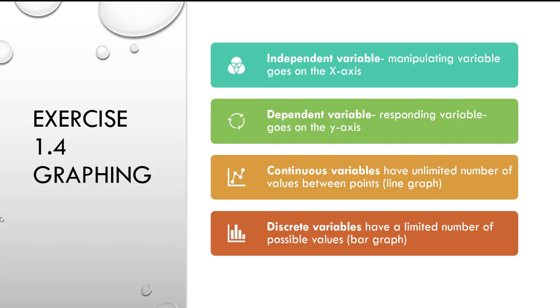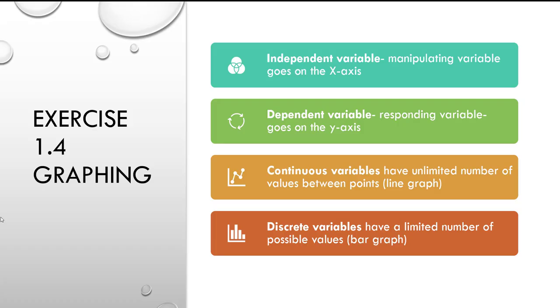So the way that we set up a graph is, based on the scientific method, we learned that there's different variables, which are basically things that change in the experiment. So we decide ahead of time what the independent variable is. So the independent variable is the manipulating variable. So that independent variable always goes on the x-axis. Okay, so that's the horizontal axis. The variable that we're going to measure, that's the dependent variable. Okay, so that's the responding variable. So that always goes on the y-axis.